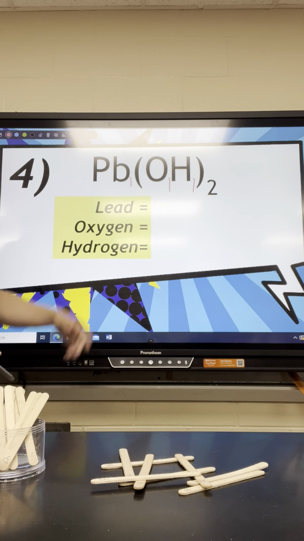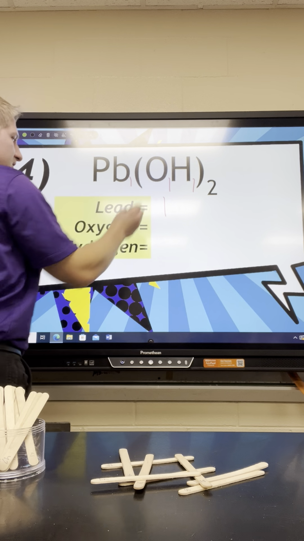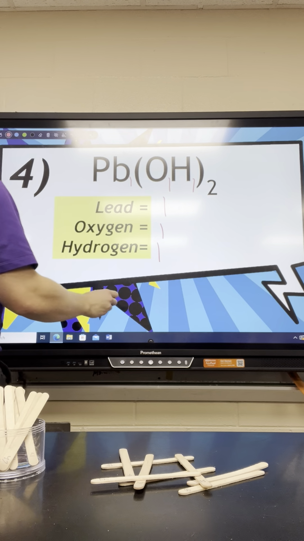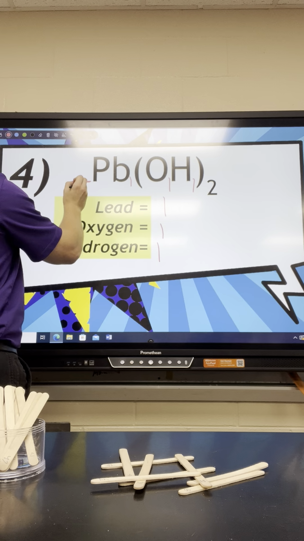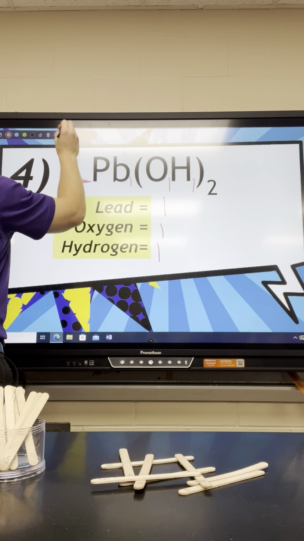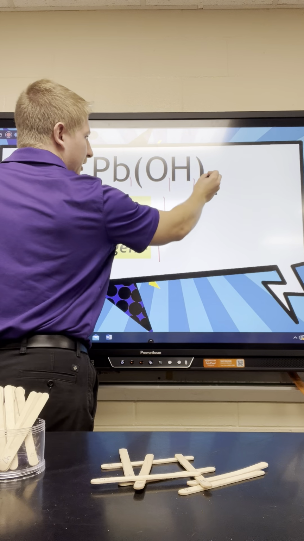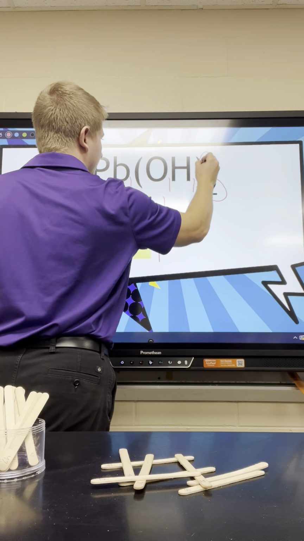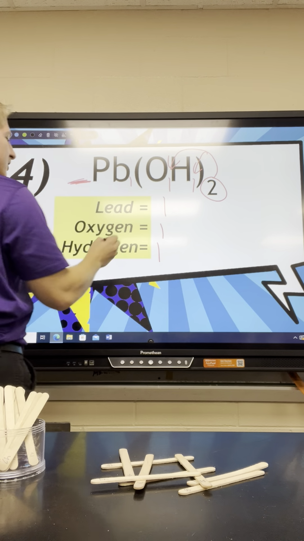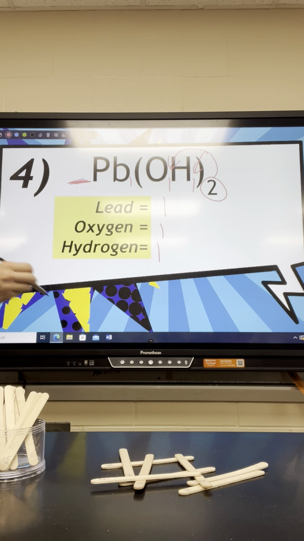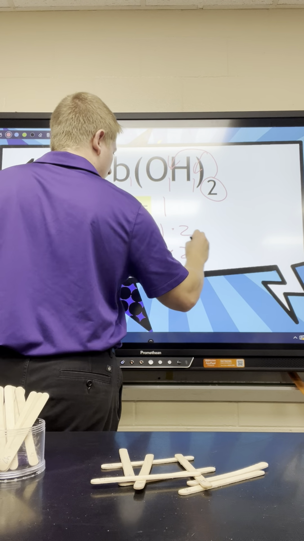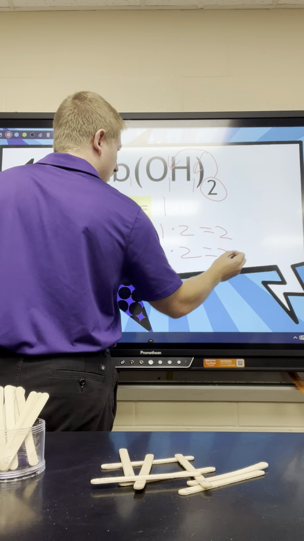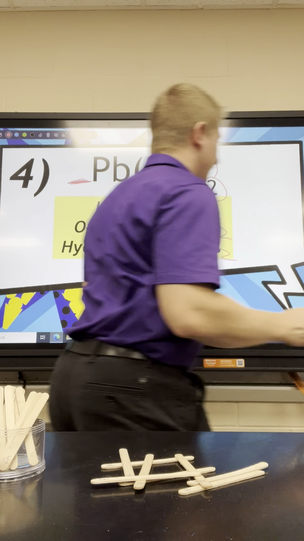So how many lead do we have? 1. How much oxygen? 1. How much hydrogen? 1. All right, now, because there's no coefficient, there's no big number right here, we don't distribute anything, but there is a little subscript right here, and we gotta distribute it to these, oxygen and hydrogen. So what do we do next? Multiply by 2. That's right. That's gonna equal 1. These are gonna equal what? 2. That's correct.